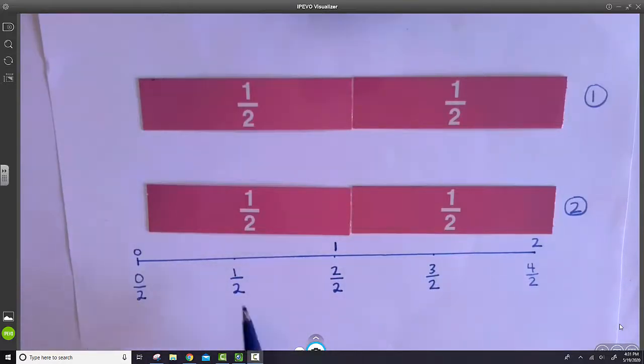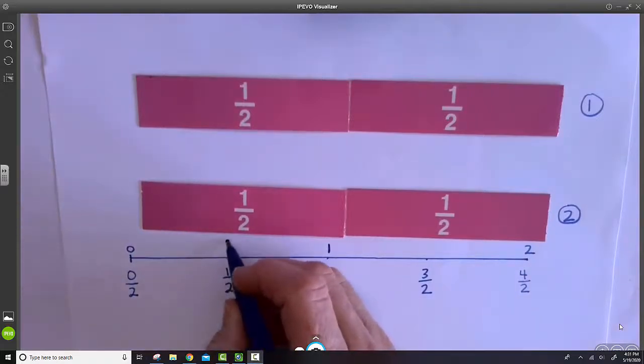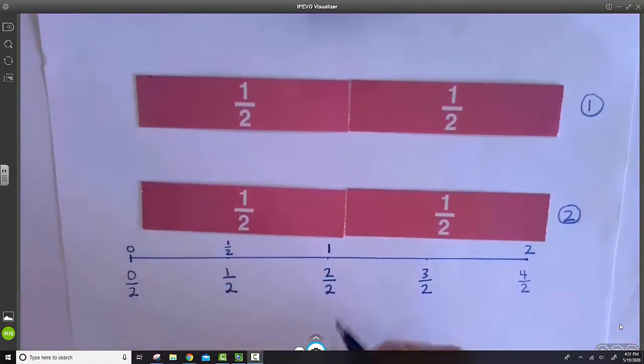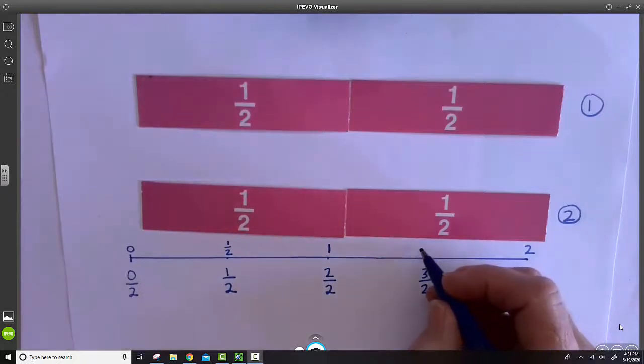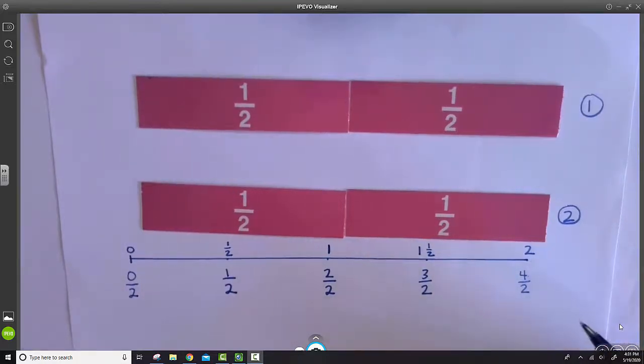0 over 2, 1 over 2 or 1 half, 2 halves, 3 halves, 4 halves, and 4 halves would be 2. So let's fill in our top. This would still be 1 half, and then we have 1. 3 over 2 would be 1 1/2, and 4 over 2 would be 2. You might consider, in the past, I've said a lot of times, we can think of this dividing line as a division sign. 4 divided by 2 equals 2.